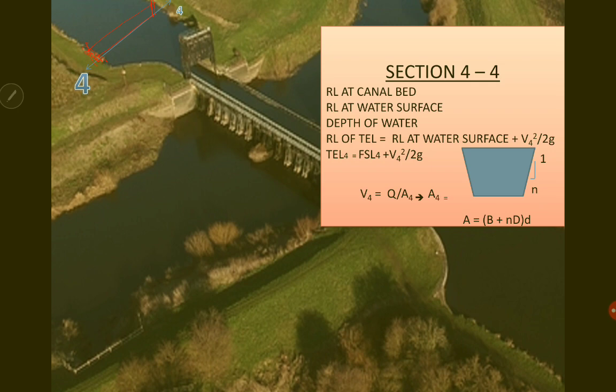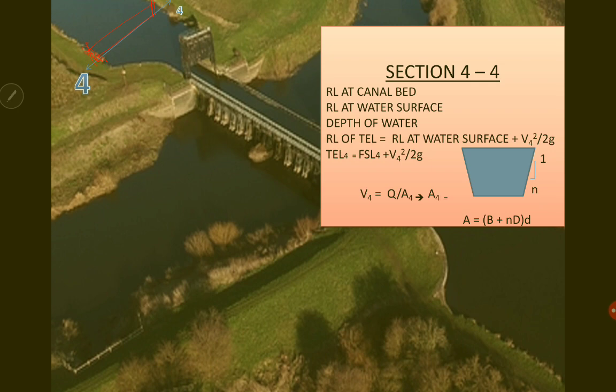First, what is the TEL level? The TEL level will be the FSL at the section 4 plus the V4 square by 2G. Okay, that is the FSL plus kinetic energy head. Kinetic energy head is V square by 2G, right? So what is the velocity at 4? Velocity at 4 is V4. What is this V4? V4 is equal to Q by A, where A is equal to A4, that is area at section 4.